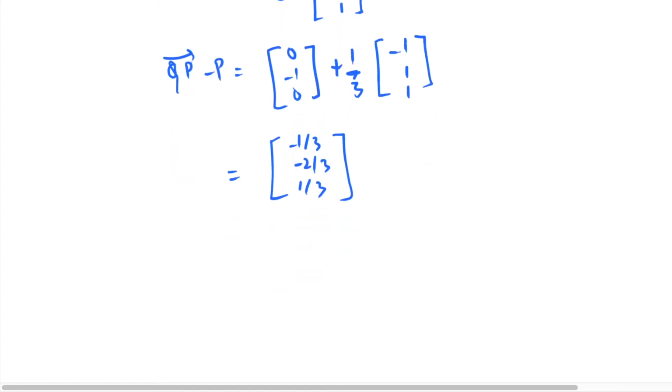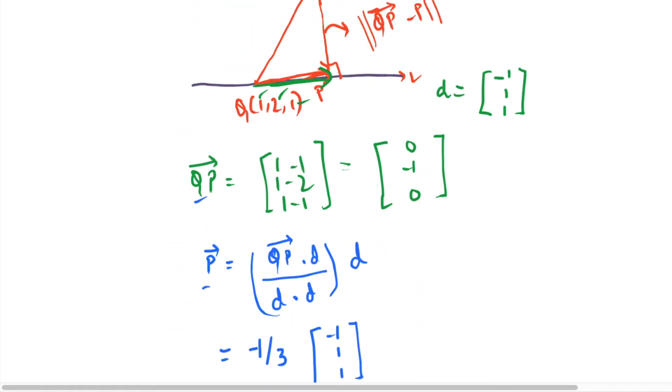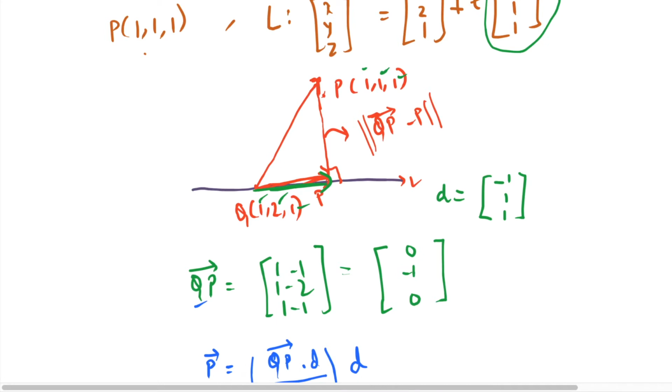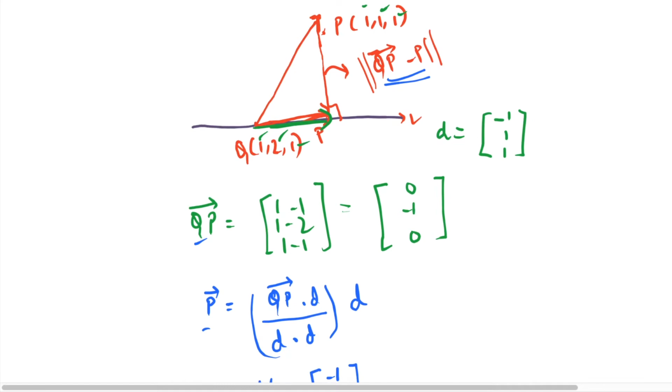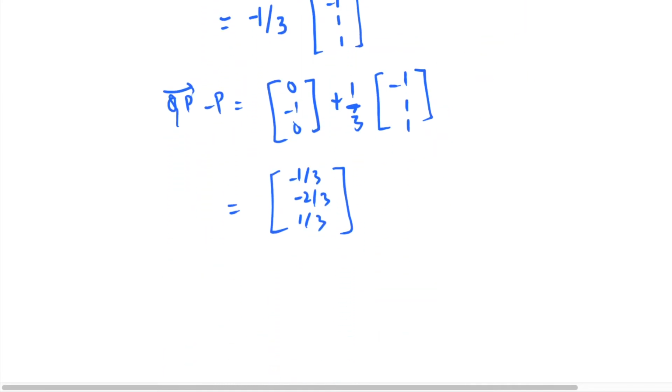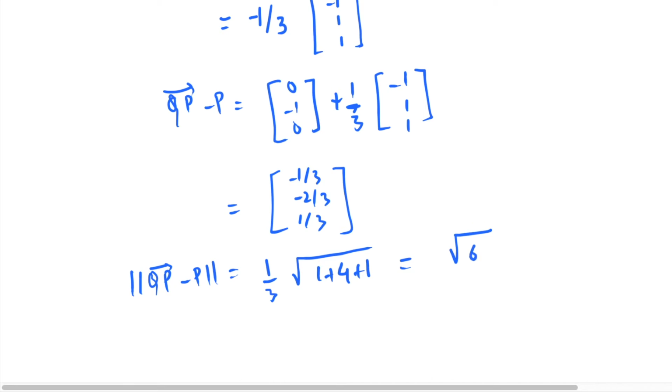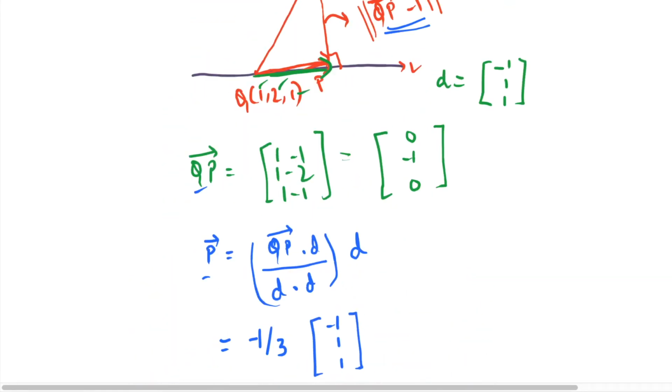So the distance of point P from line L is the length of this vector, and we already have this vector qp minus p. So the length of vector qp minus p will be equal to 1 by 3 times root of 1 plus 4 plus 1, and that will be equal to root 6 by 3. So there you go. And I think there was one more part to this, right?